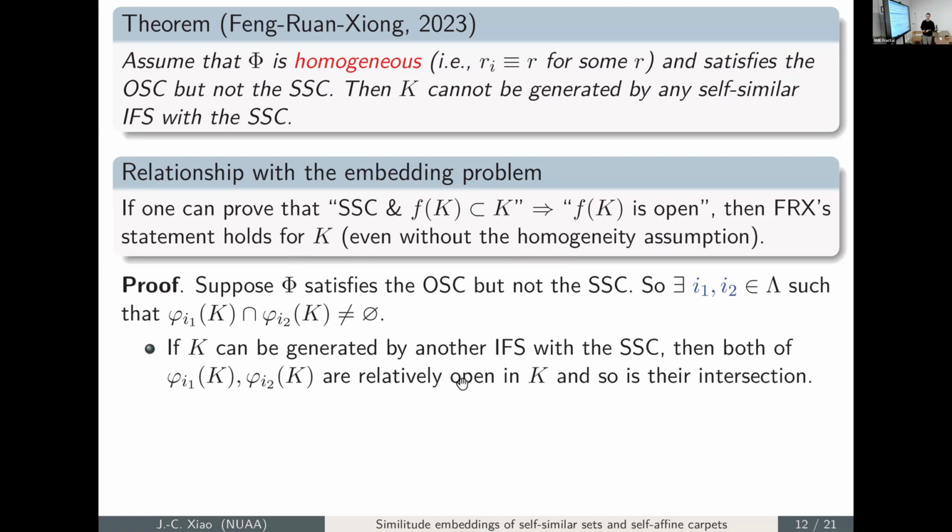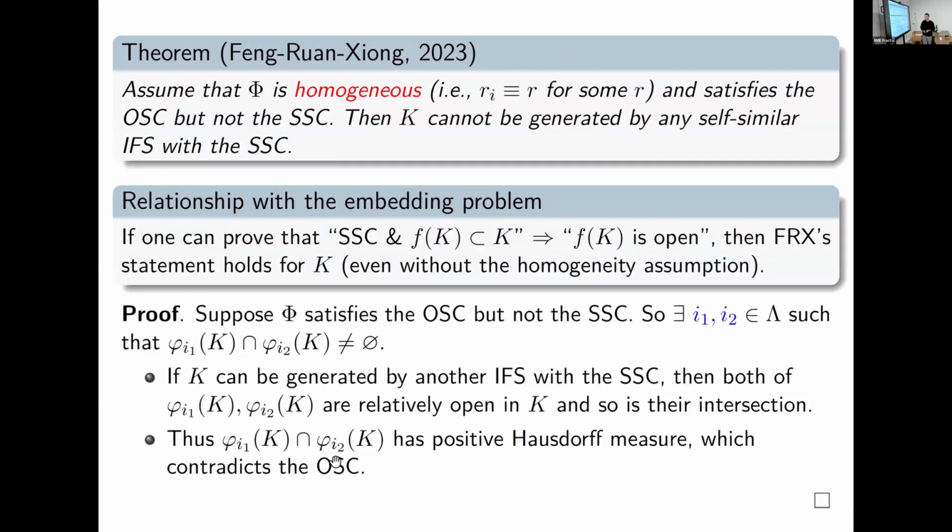And since both of them are open subsets of K, their intersection should be an open subset of K. But they have a nonempty intersection. So the intersection actually contains a cell of K. But since it contains a cell of K, it of course has positive Hausdorff measure. But we all know that the open set condition denies this. The intersection of these two copies should have zero Hausdorff measure, and we get a contradiction. Okay. So as you can see, these two problems, the embedding problem and the generating iterated function system problem, are closely related to each other. And this statement is a little bit stronger than that.